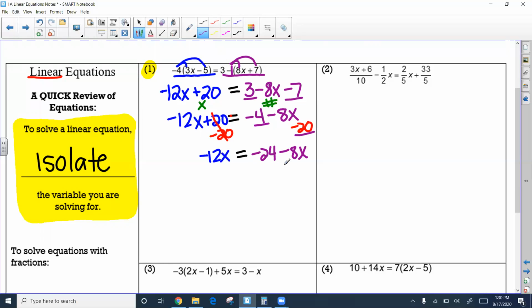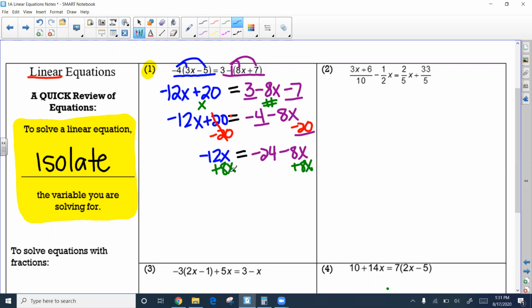I cannot combine anything with the 8x, because that has an x with it, and the other ones don't. So continuing, we know we only want numbers on the right side. So on the right side, that means if I only want numbers, I got to get rid of the -8x. The inverse operation of -8x is +8x. So I'm going to add 8x to both sides.